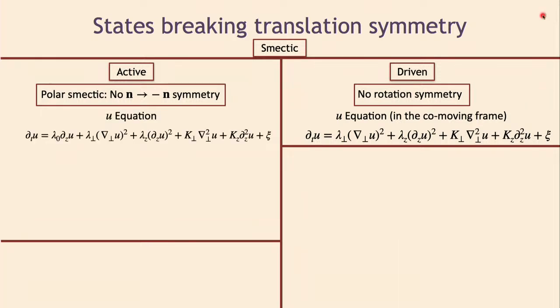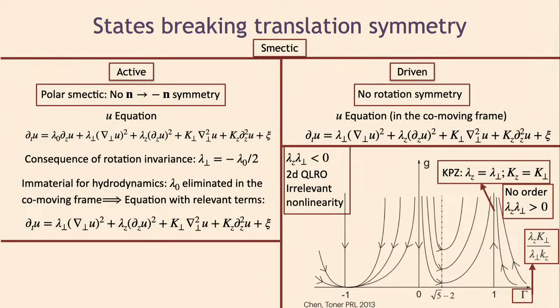And if you have a polar smectic, and basically I have gone into the co-moving frame here, you have a very similar equation. Here, even here there was a term which was like lambda 0 del ZU in the driven case, but I absorbed that into a redefinition of the direction of motion, of a coordinate. And here, the only distinction between an active and the driven smectic is a relation between lambda 0 and lambda perp. Okay.